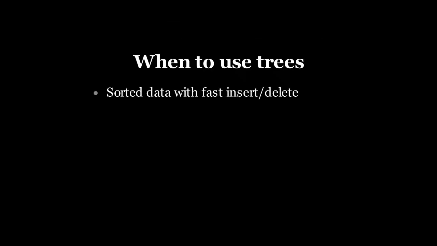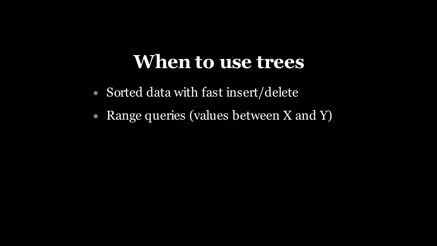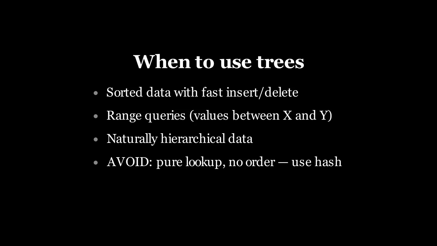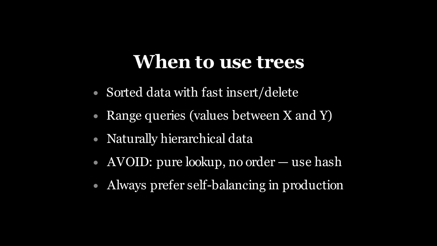When should you reach for a tree? Use one when you need data sorted with fast inserts and deletes, that's a balanced BST. Use one for range queries, like finding all values between x and y. Use one when your data is naturally hierarchical. Avoid trees if you only need lookup and don't care about order. A hash table is faster. And always prefer self-balancing variants in production.